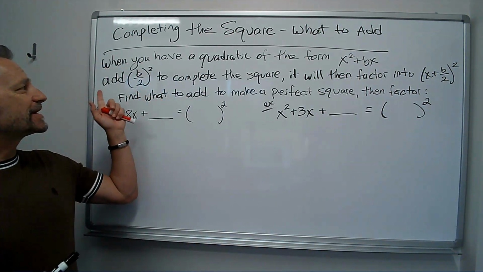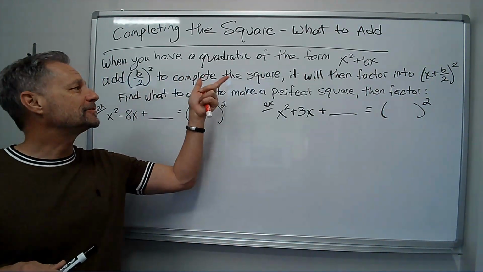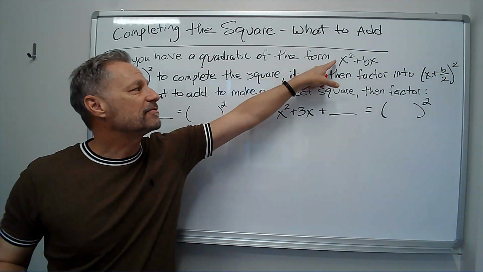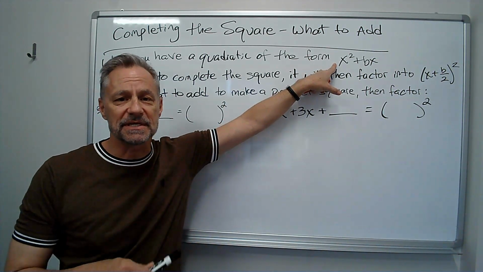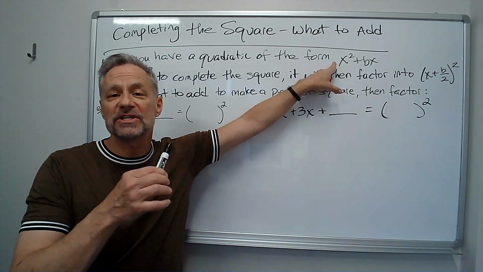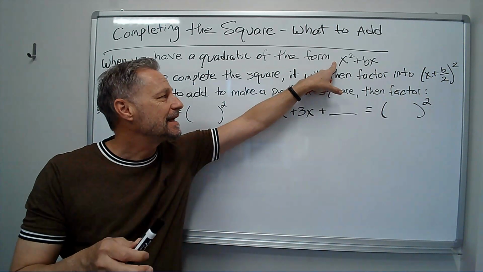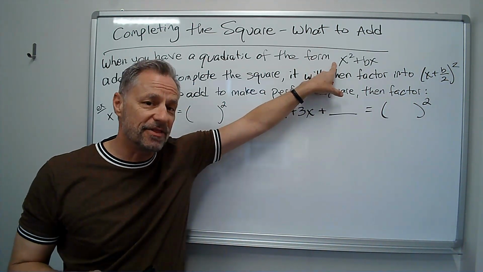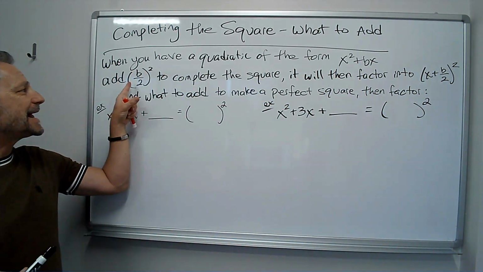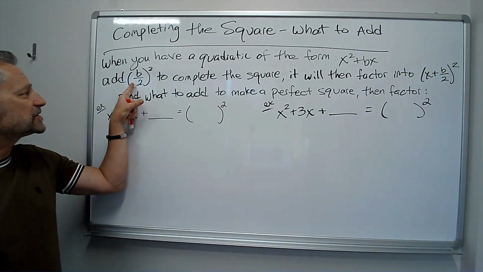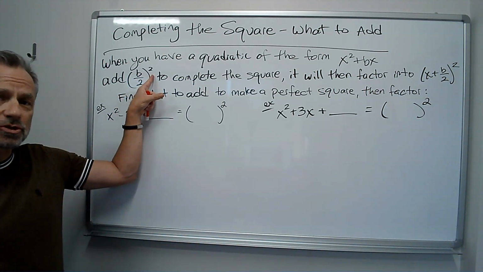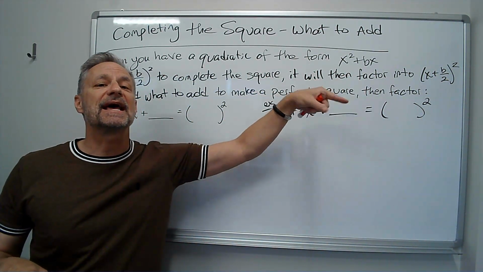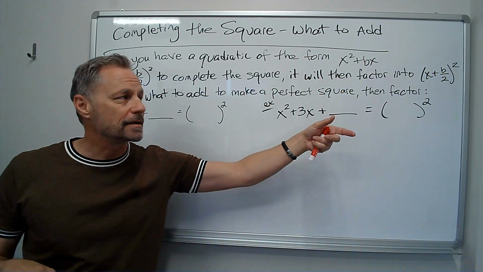So what I've got here is a little rule of what's going to happen. If you have a quadratic in the form just x squared plus something times x, where I don't have a coefficient other than 1 in front of the x squared. If I have a 2x squared or a 3x squared, I have a step I have to do first. But if I'm in this form, I'm going to add whatever the coefficient of the x term is, divide that by 2 and square it. That's what I'm going to add, and then it's going to factor into x plus whatever that was, squared.